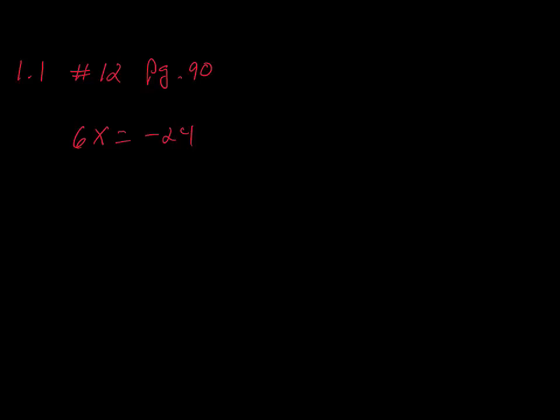So whenever we solve equations, what we want to do is inverse operations, which is the opposite of what we have. 6 times x is equal to negative 24 is our equation. The inverse of multiplication is division, so we're going to go ahead and divide both sides by 6. The 6's are going to cancel out, or they're going to become a 1, and 1 times x is simply x. And then negative 24 divided by 6 is negative 4.